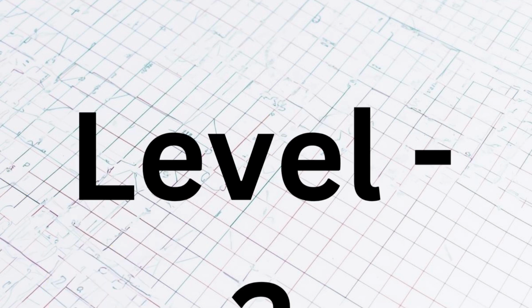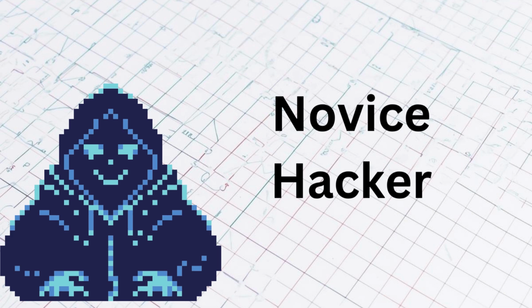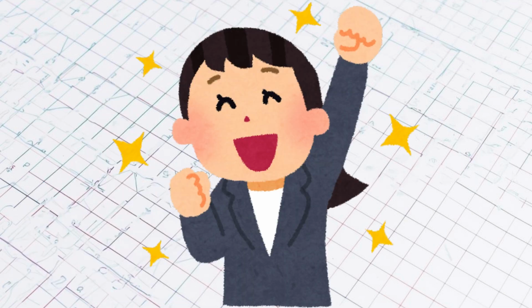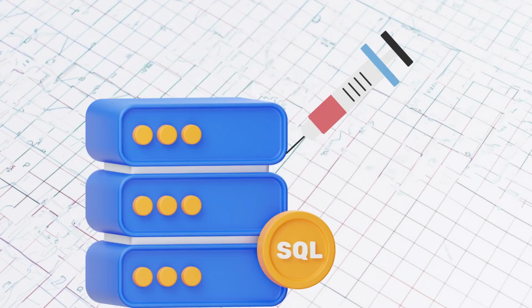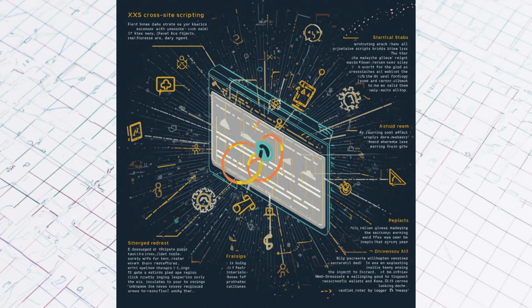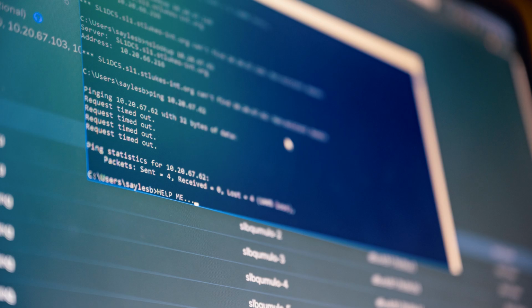Level 2, Novice Hacker. Now you start to understand the logic behind attacks. You can follow a step-by-step guide to exploit a vulnerable target inside your own lab or try the HackMe platform. Learn basic Python. Understand common web vulnerabilities like SQL injection, cross-site scripting, and insecure file upload.